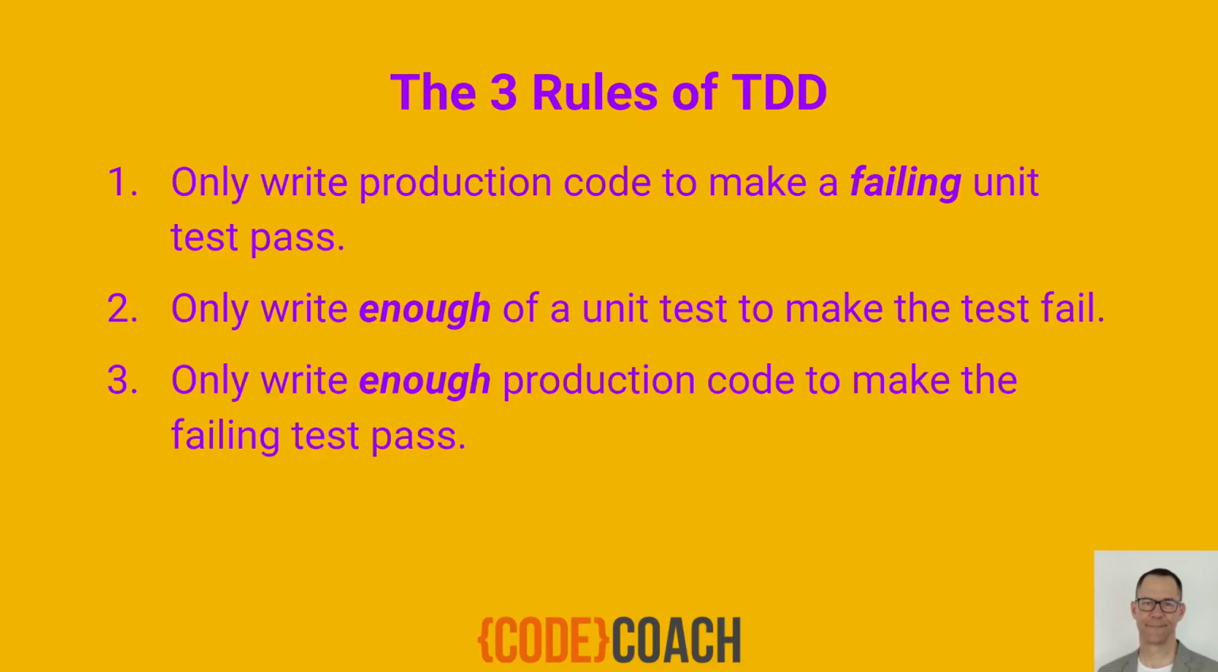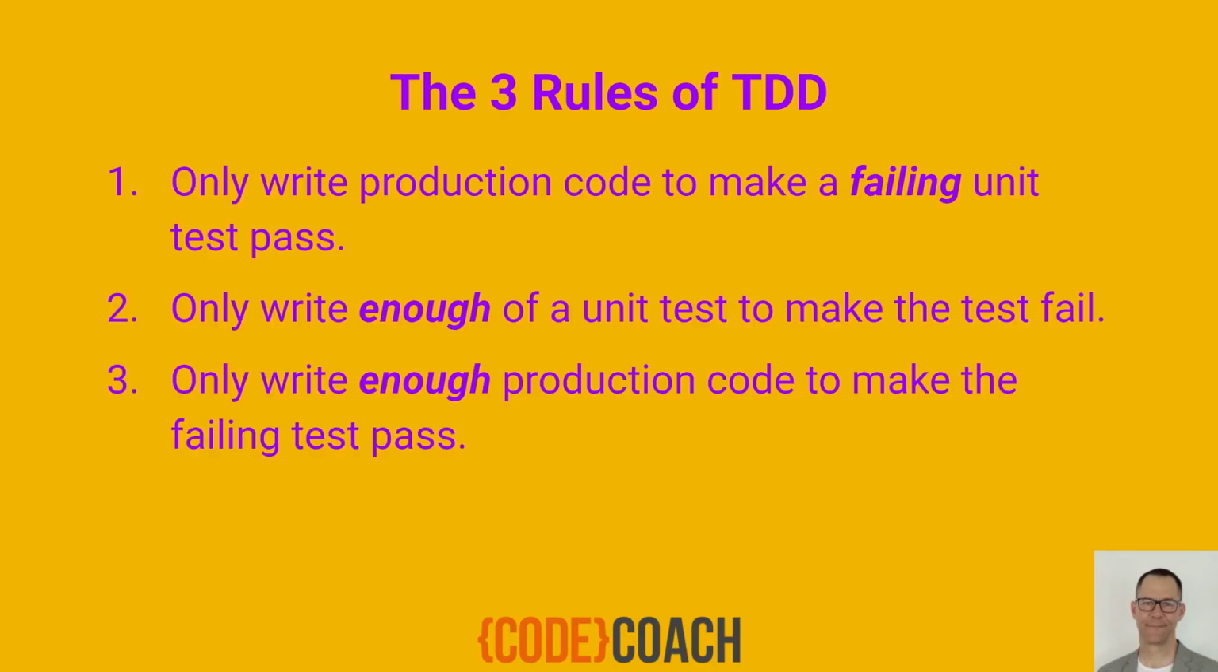Rule number 2 specified how much of a unit test we're allowed to write. Only enough of a unit test to make the test fail, which means we extend our unit tests little by little, just a little bit of extra behavior, just enough to make the unit test fail. For example, when we were testing for an exception, we only tested that we got the exception, not what the exception message was. That was the next step that we did. Okay, so we just do just enough of a unit test to make the test fail.